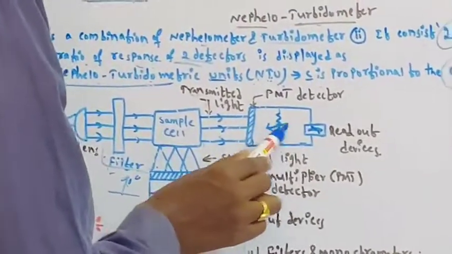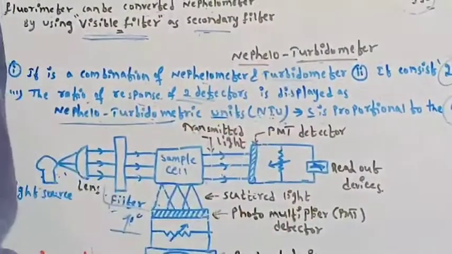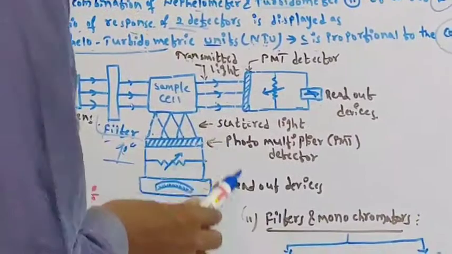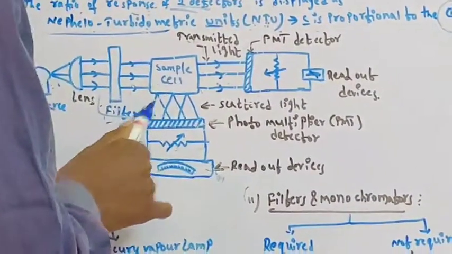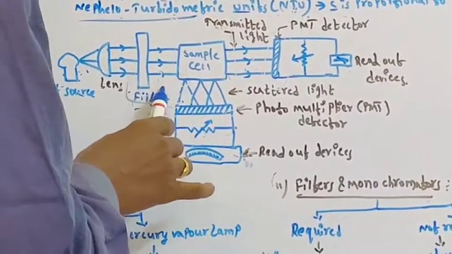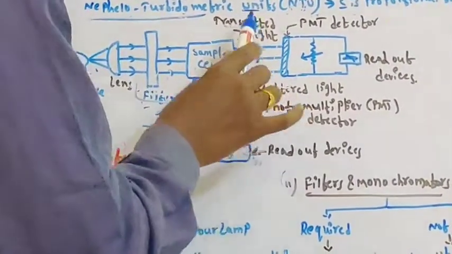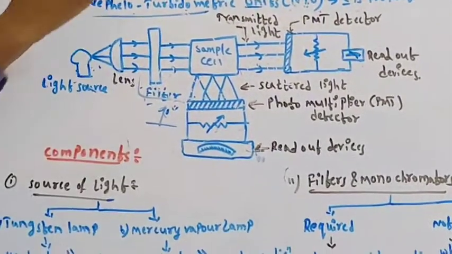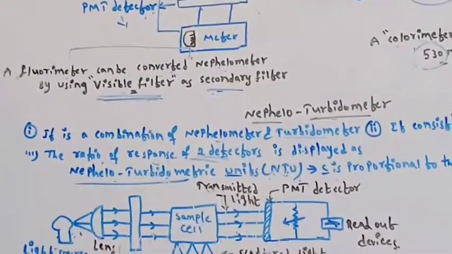Here this is the variable resistor, this is the relevant device. Here also we have a relevant device, and here also we have a variable resistor. So at a time both scattered light and transmitted light can be measured: at a 90 degree angle to the incident beam, and at a 180 degree angle to the incident beam for the transmitted light. This is the nephelometer and turbidometer.